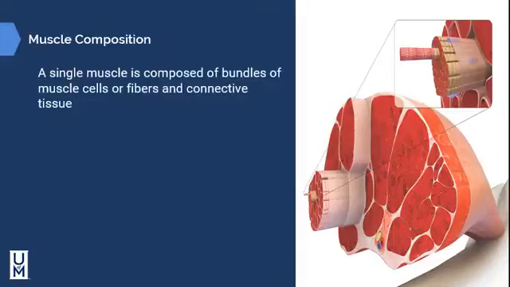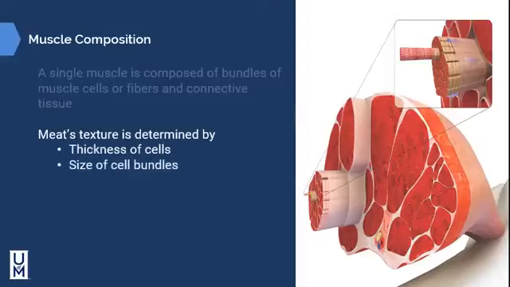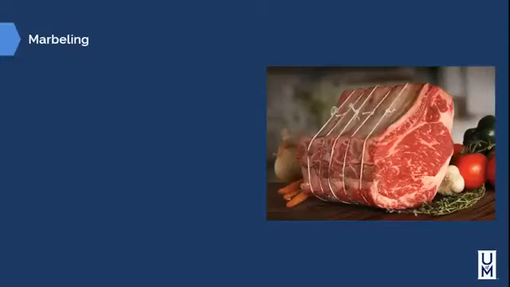A single muscle is composed of bundles of muscle cells or fibers and connective tissues. As you can see from the diagram, each muscle section is independent of each other. They're grouped into large muscle segments, and within those you have connective material or fatty deposits that surround them. Meat's texture is determined by the thickness of the cells, the size of the cell bundles, and the size of connective tissue.